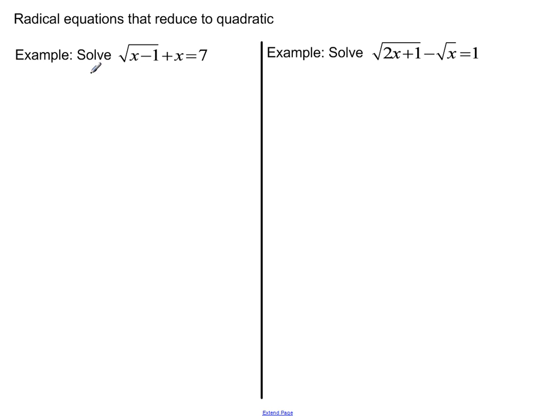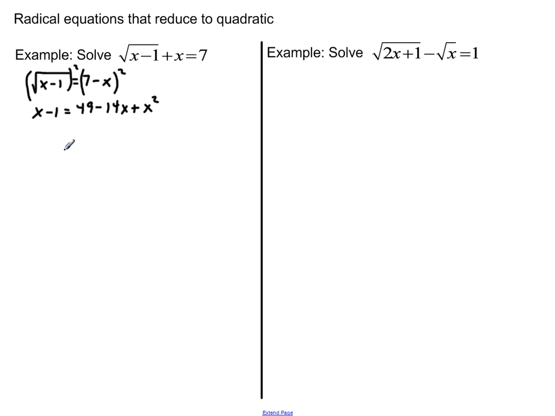And what we're going to come up with here is this. We're going to come up with the square root of x minus 1 equals 7 minus x. And so we square both sides now in order to eliminate the radical from the expression. Squaring on the left and the right reveals that x minus 1 is going to be equal to 49 minus 14x plus x squared.